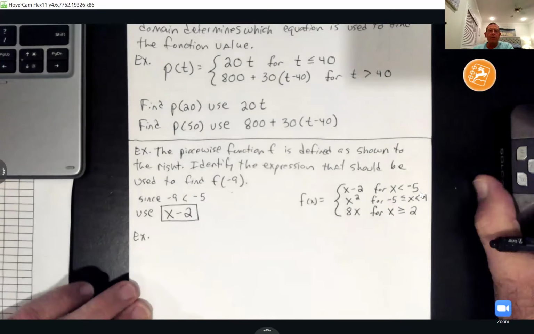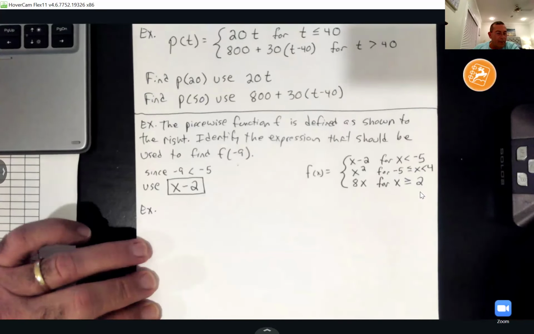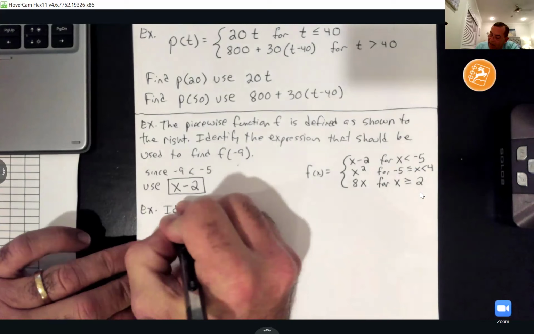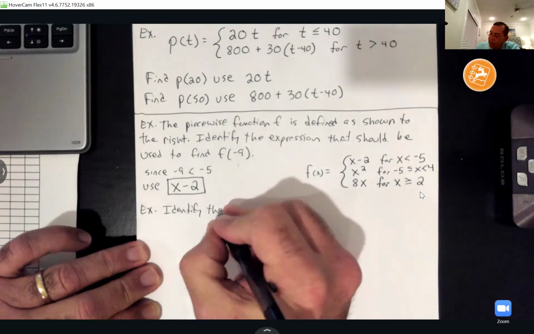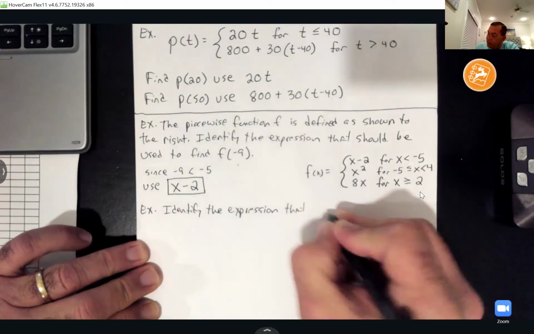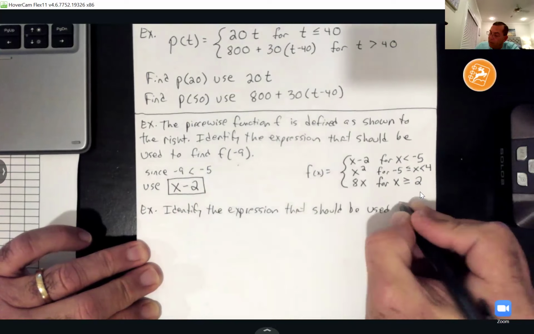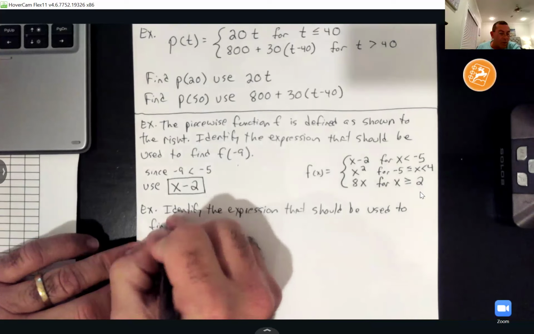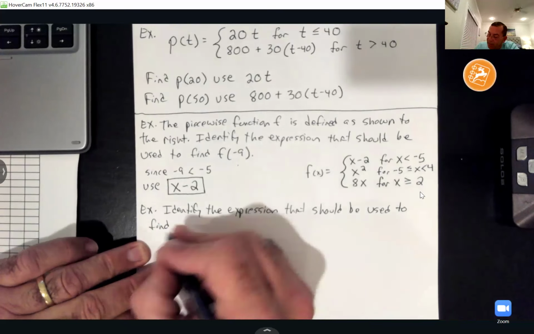All right, so I'm going to try another one, y'all. On this one, we're just going to identify the expression that should be used to find... So on this one, they want me to find f of 10.